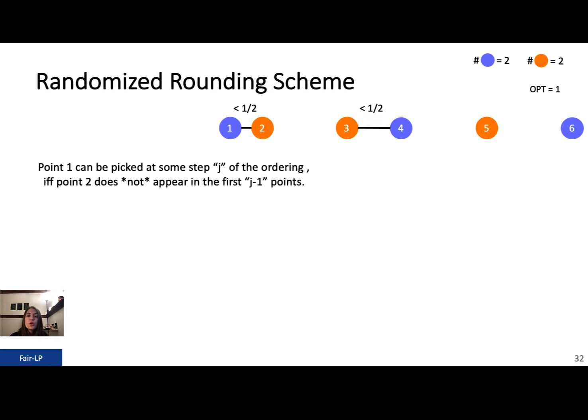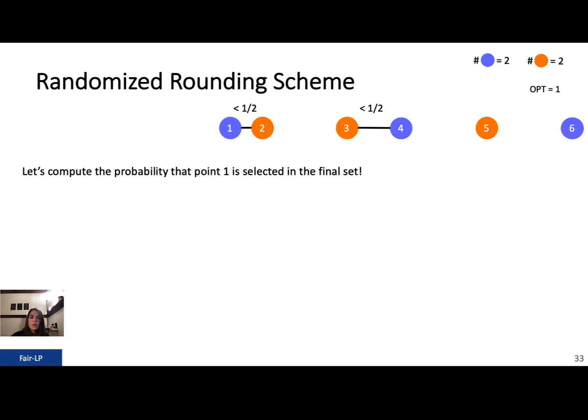Since we process the points based on the ordering we created, point 1 can be picked at some step j if point 2 has not appeared before point 1 in the ordering. Note that if point 2 appeared first, we would have picked point 2 instead. So now, based on this condition, let's compute the probability that point 1 is selected.